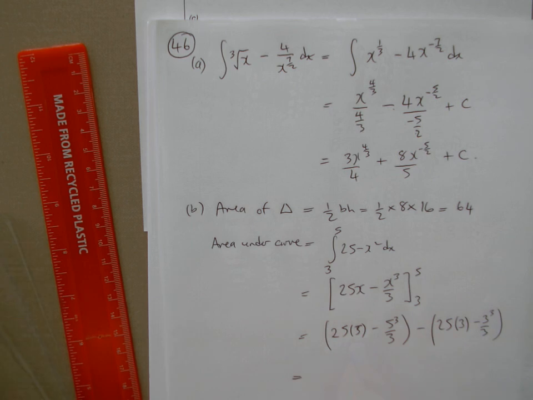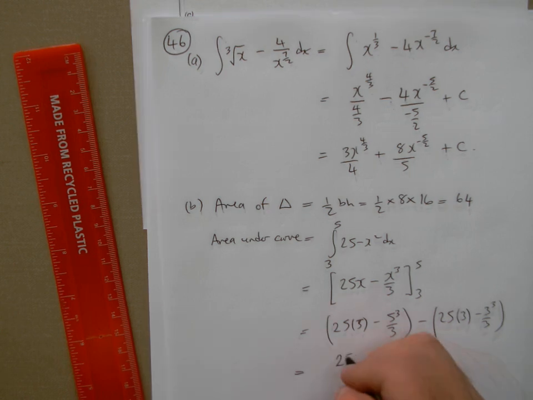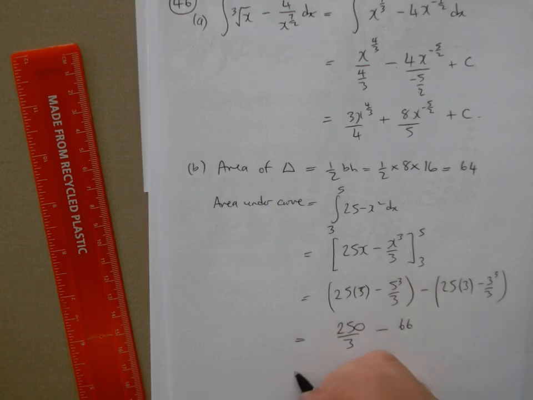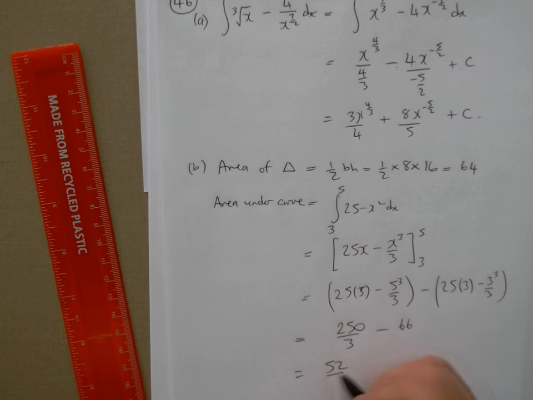So let's work out what that is to begin with. So I get 250 divided by 3. And let's work out the other one. So I get there 66. Okay. So then let's work out what the overall area is under that curve. So it comes to 52 over 3.